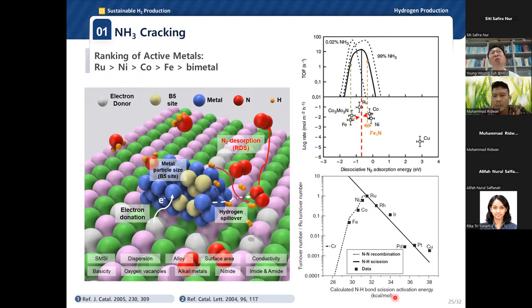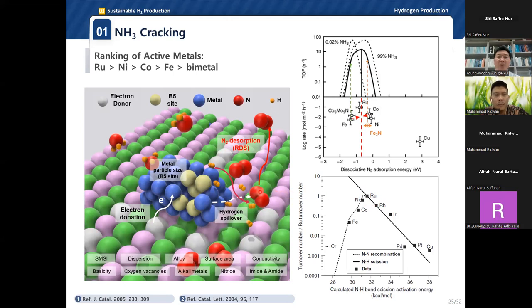So in the reaction of ammonia cracking, the N-H bond should be cleaved, and then hydrogen species will combine with each other, and also nitrogen species will combine with each other, then be detached from the catalyst material via desorption. So calculate the N-H bond here. Ruthenium is very popular. It's the first element in this reaction.